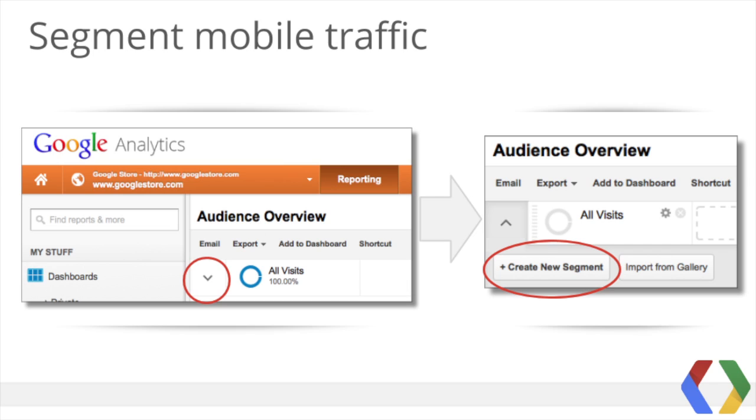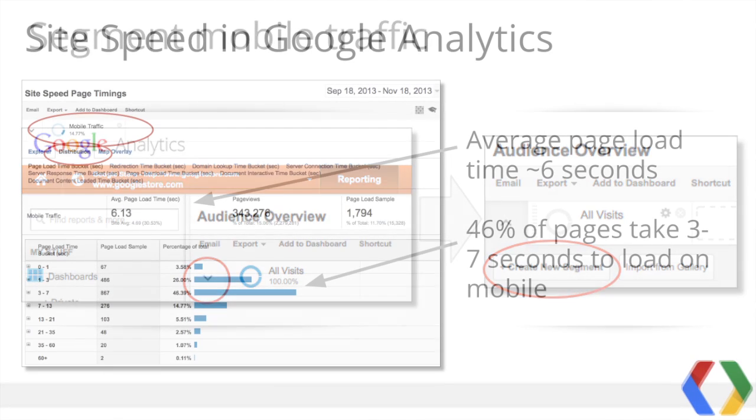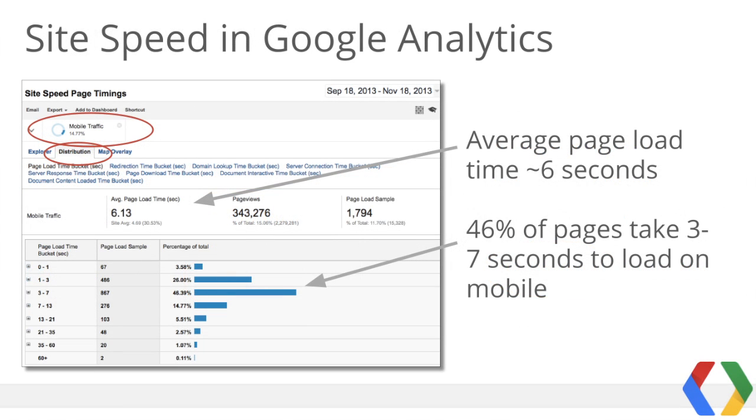For this video, I'll demonstrate ideas using Google Analytics with the e-commerce site, the Google Store, at www.googlestore.com. Let's begin in Google Analytics and create a mobile traffic segment. Start with Create New Segment. Just last month, my colleagues on the PageSpeed team launched a new feature in Google Analytics called Site Speed. Let's navigate to Site Speed Page Timings.